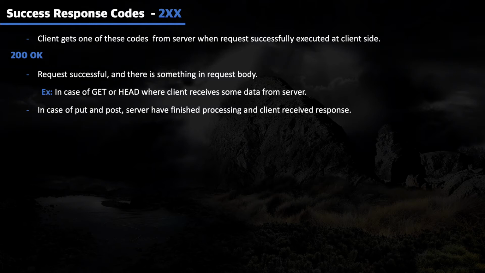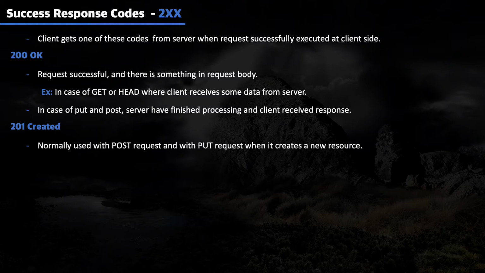So moving ahead, next we have 201 Created. Normally we use this Created response code when some resource has been created on the server side. In case of POST, we use this because POST normally creates a resource, and also we use this with a PUT request whenever PUT creates a new resource. At that time we need to notify the client that a new resource has been created successfully by the request.